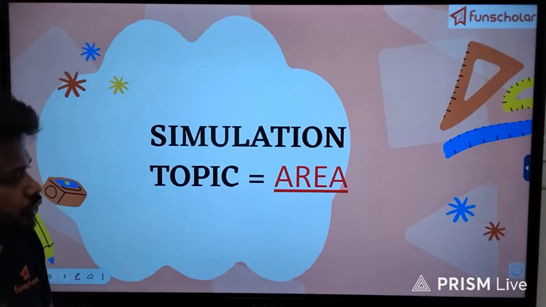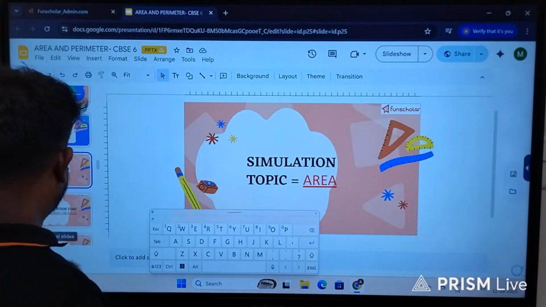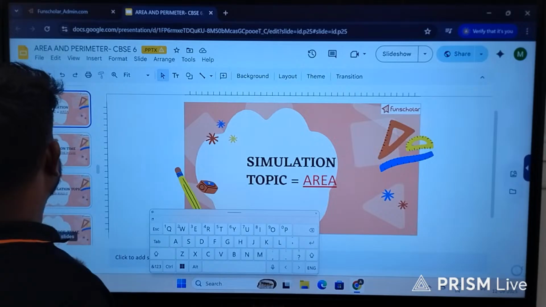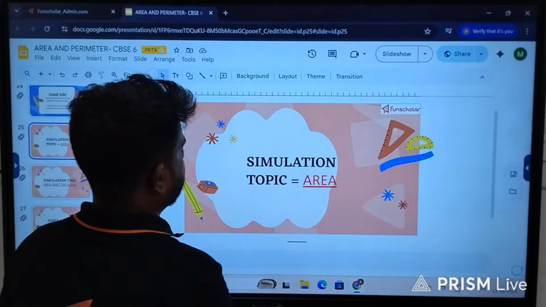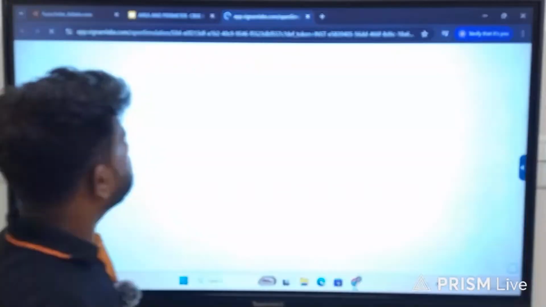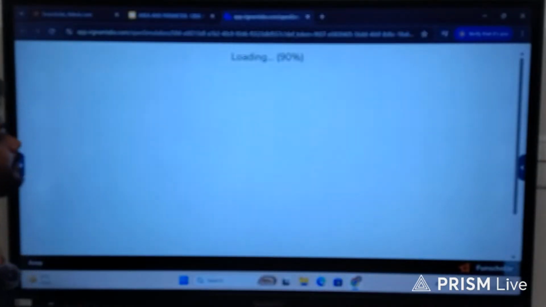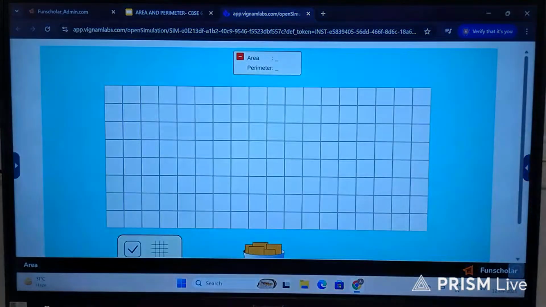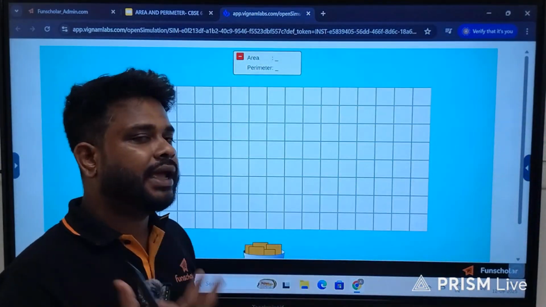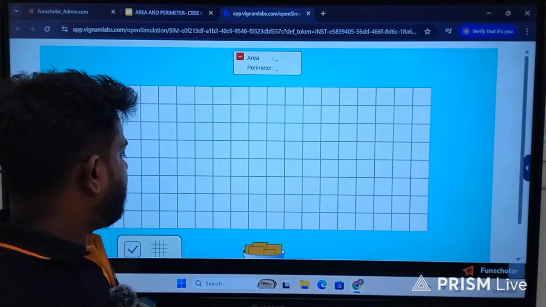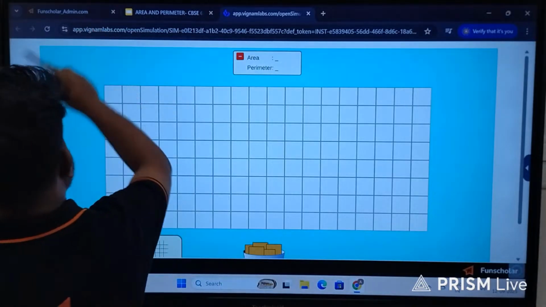and now we are going to show some simulation topics as well. Okay, so first see the simulations of area. This one shows how we can find the area and perimeter by watching the simulations. Okay, so let's play it from here.